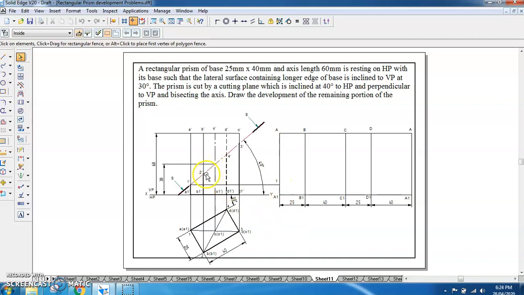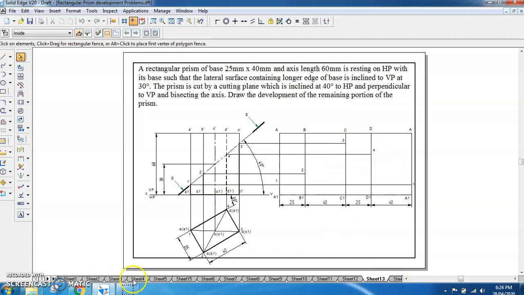Similarly, 2 you will have on BB1, 3 on CC1, and 4 on DD1, and again at the last edge, which is AA1. So again you will project this one here on AA1 like this. Now you have got 1 here, 2 here, 3 here, 4 here, and then back to 1 again. So 1, 2, 3, 4, 1. So you have got all the cutting points.